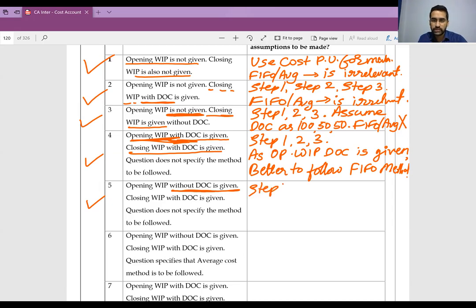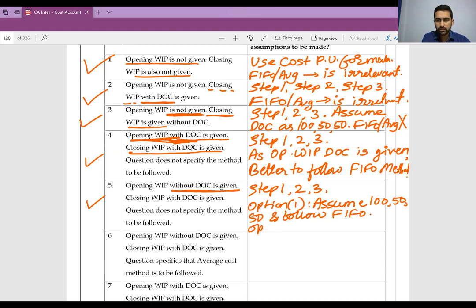Step 1, 2, 3. Obviously, that has to be done. Then option 1: assume 150-50 and follow FIFO. Next line, option 2: follow average. Either you follow option 1 or you follow option 2.